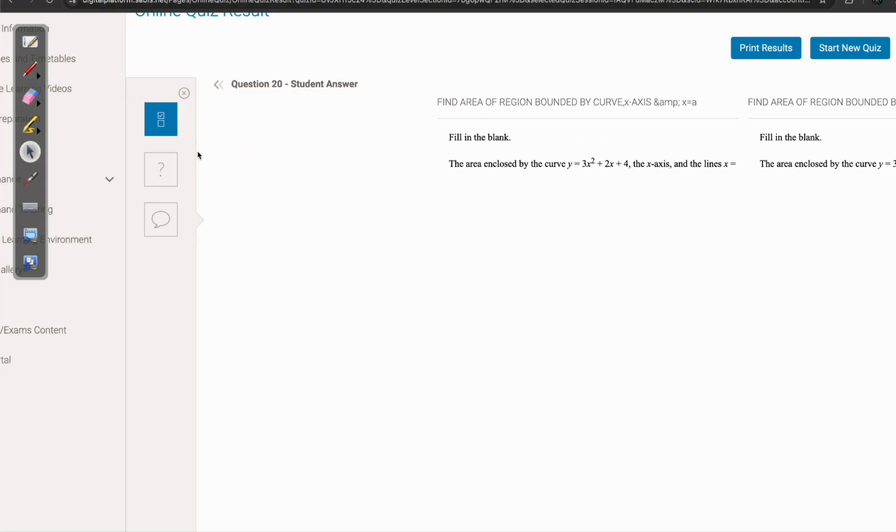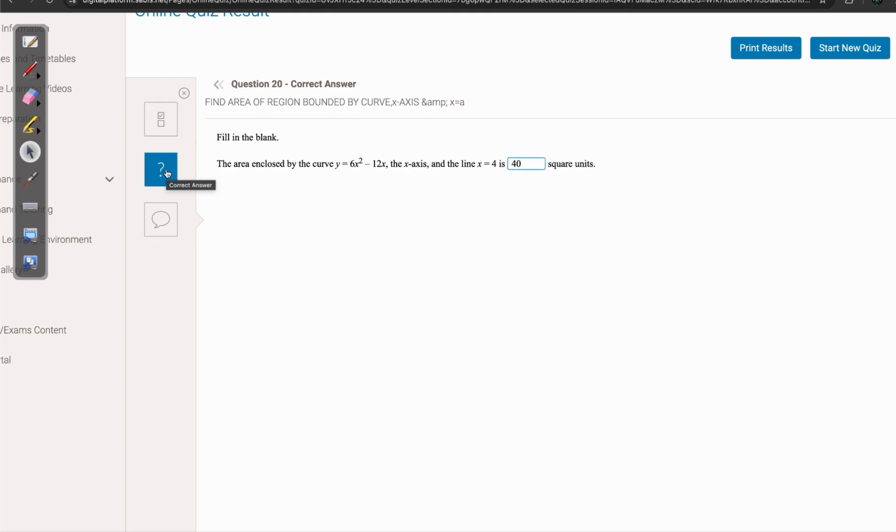Now for the last and final question of today. The area enclosed by the curve 6x squared minus 12x, the x-axis and the line x is equal to 4. Now look, this is a bit tricky, but it's not that hard once you know what to do. So first let's find the roots to find the limits. So 6x squared minus 12x is equal to 0. That will give you x is equal to 0 and x is equal to 2.